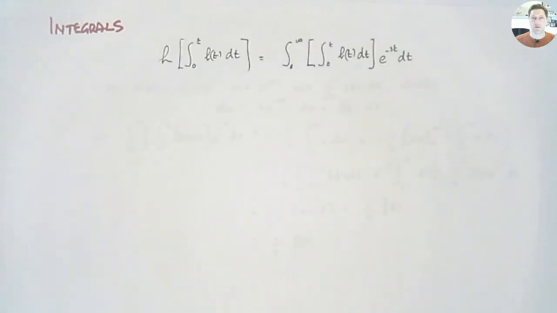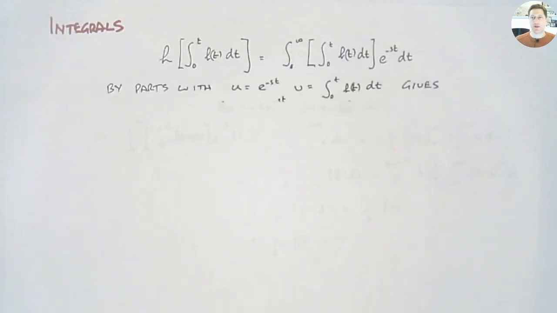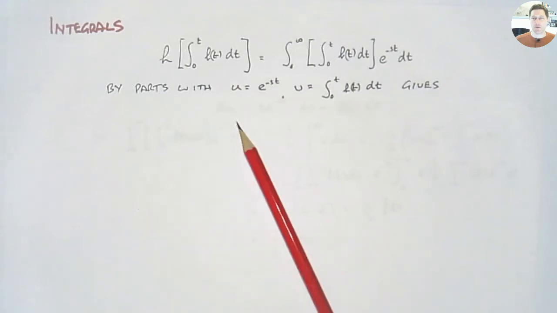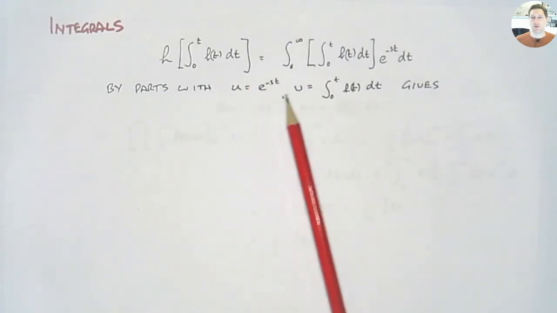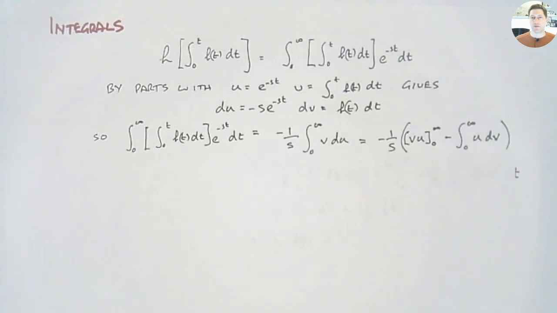Let's look at integrals. Now we've put the integral into the function for the Laplace transform. Now we need to do integration by parts again. Here I've shown the two parts, u and v, which gives du and dv, and you can look for yourself to work out that when we work through our integration by parts, that's how we're writing it: minus 1 over s of the integral of v du, using these definitions of v and du.